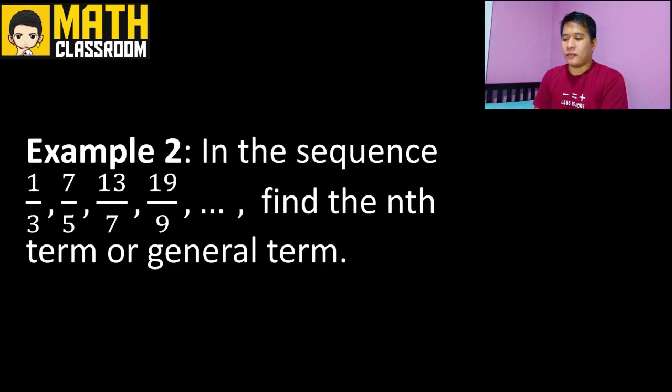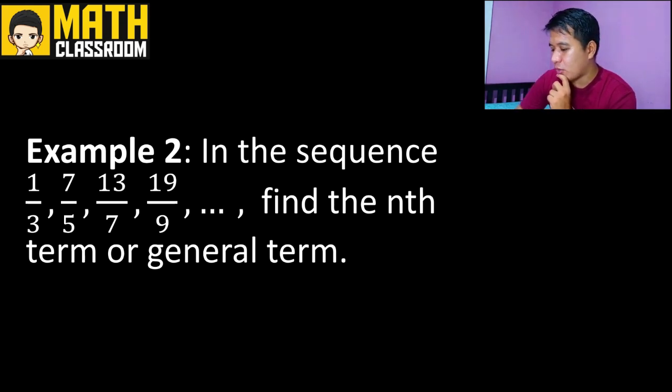Example number 2. In the sequence 1/3, 7/5, 13/7, and 19/9, find the nth term or the general term of this given sequence. So, sa unang tingin, parang medyo mahirap kunin ito kasi fraction siya. Pero if you're going to look at the numerator and the denominator separately, you'll find that there are actually two sequences na may common difference.